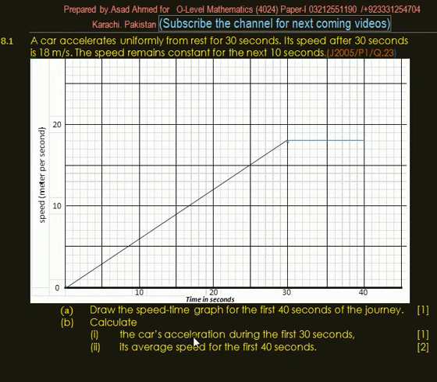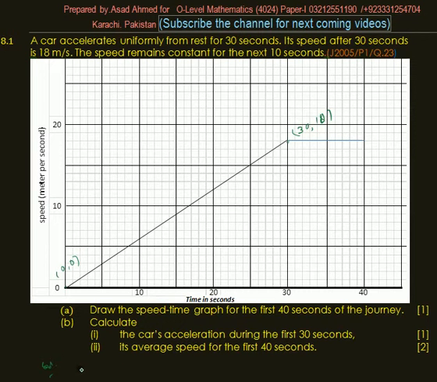car's acceleration during the first 30 seconds. Now the acceleration: whenever a speed-time graph is given, the slope of any line is called acceleration, and we have to find the acceleration for the first 30 seconds. So we have to take 2 points here, and find the slope or the gradient. So here the x-axis is 30 and y is 18, and the other point is 0, 0. So we take the slope, so we find the solution.